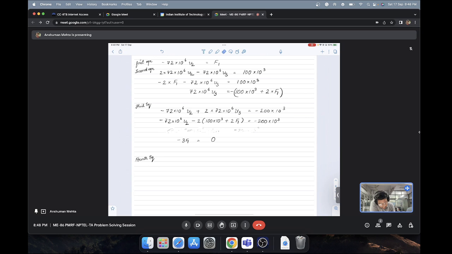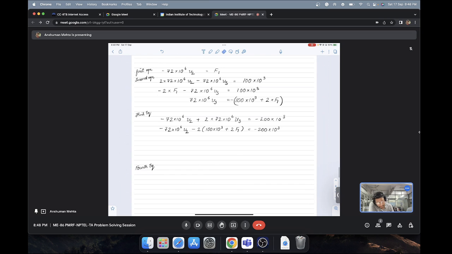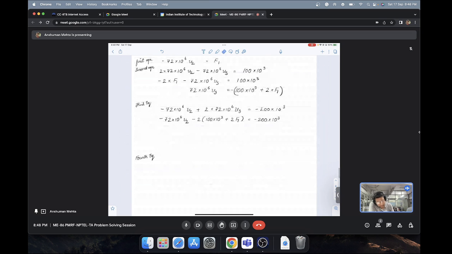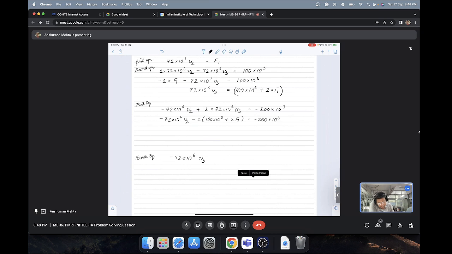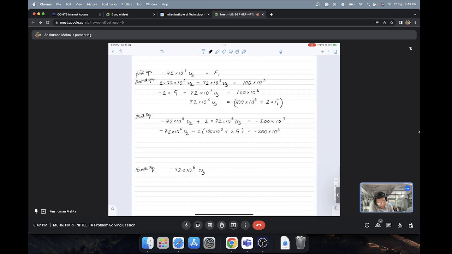Okay, let's not convert it as of now. And third equation, fourth equation, let's write fourth equation is u3. So minus 72 into 10 raised to power 6 into u3 is equal to f4.